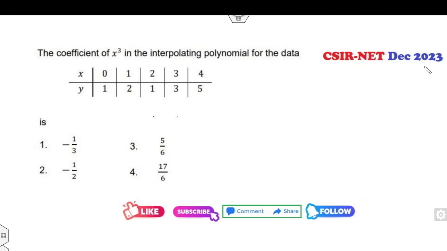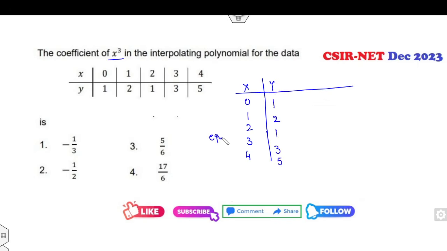Now you can see it's December 2023. Again, the coefficient of x cube. How can you find the coefficient of x cube? Firstly, I can write the polynomial 1, 2. Now you can see how much time was needed to solve this problem. So 1, 2, 1, 3, 5. You can see they are equally spaced, so I can find the divided difference quickly. 1, minus 1, 2, 2. Second divided difference.